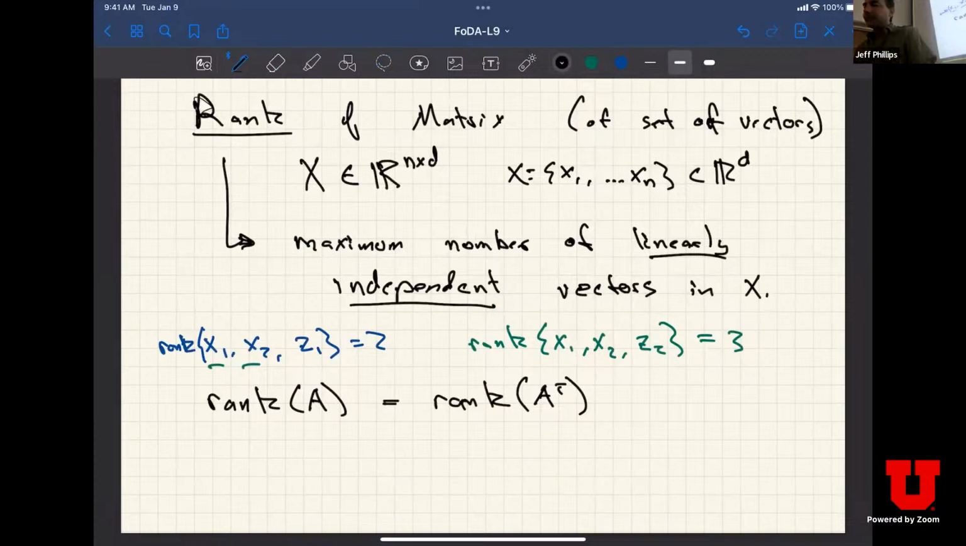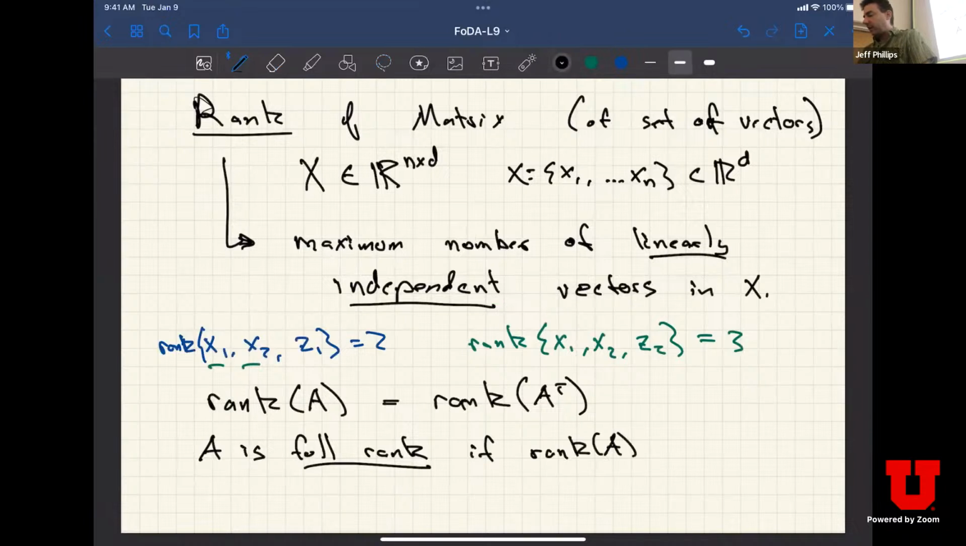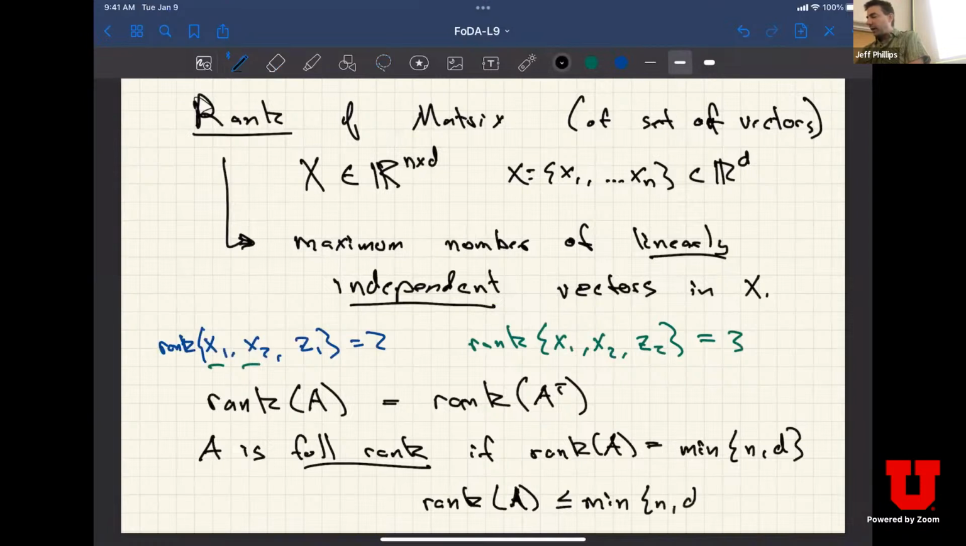All right, and so we say that A is full rank if the rank of A is equal to the min of n and d. So the minimum of the number of rows and the number of columns. Remember, it has to be the same. And in fact, we know that the rank of a matrix A, which is n by d, is less than or equal to the min of n and d.